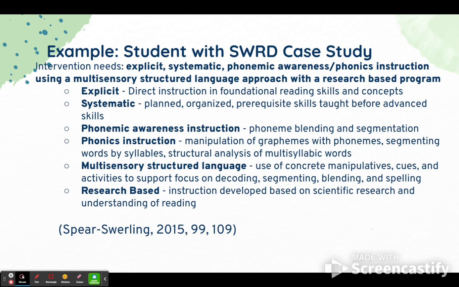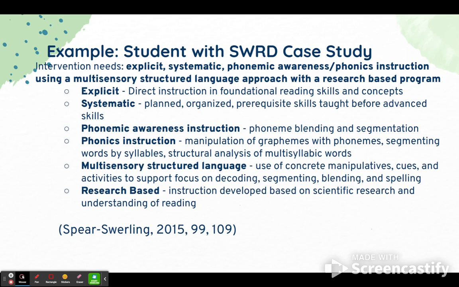What does all of that mean? Explicit means it is direct instruction. It is where the teacher is directly modeling the particular skill and guiding students through that skill. It is not through an inquiry-based approach or anything like that. It is direct instruction with that skill and concept. Systematic means it's planned, organized instruction, and the prerequisite skills are taught before advanced skills. So for example, short vowels are taught with fidelity and success prior to moving on to longer vowel patterns.